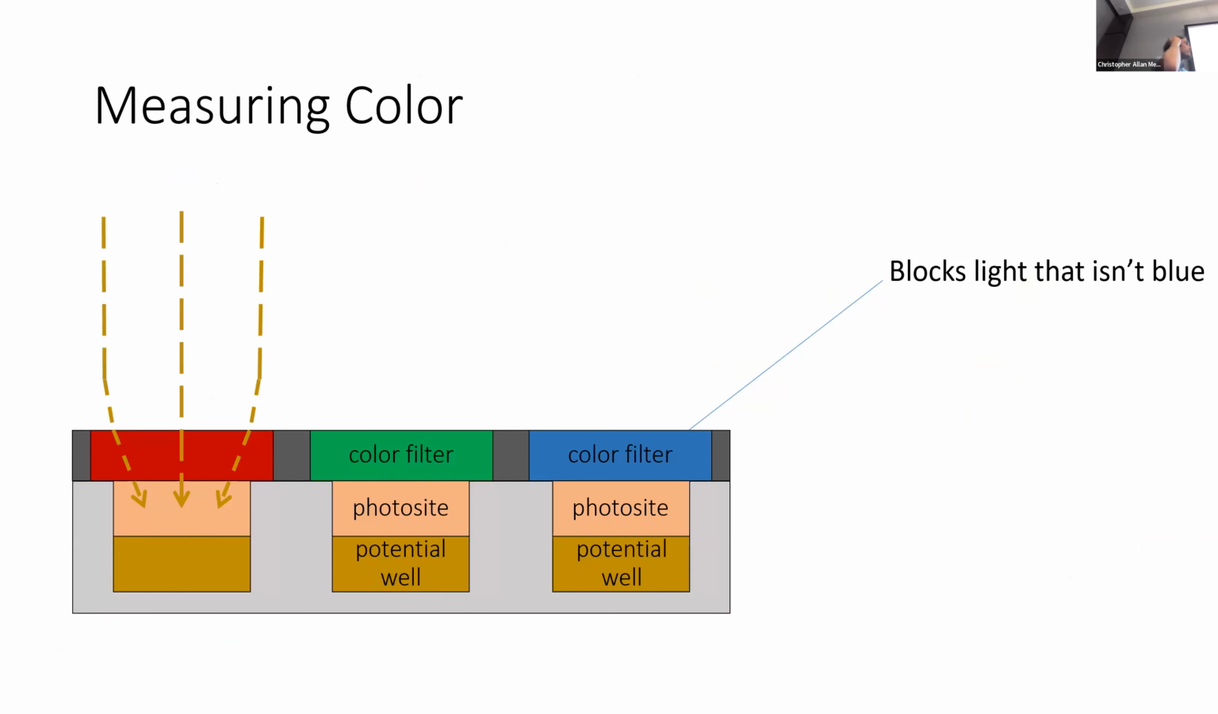Each of these pixels has a makeup that looks something like this. You have a color filter, you have a photosite, which turns photons into electrons, and then something that stores electrons, something that lets you count the number of electrons.